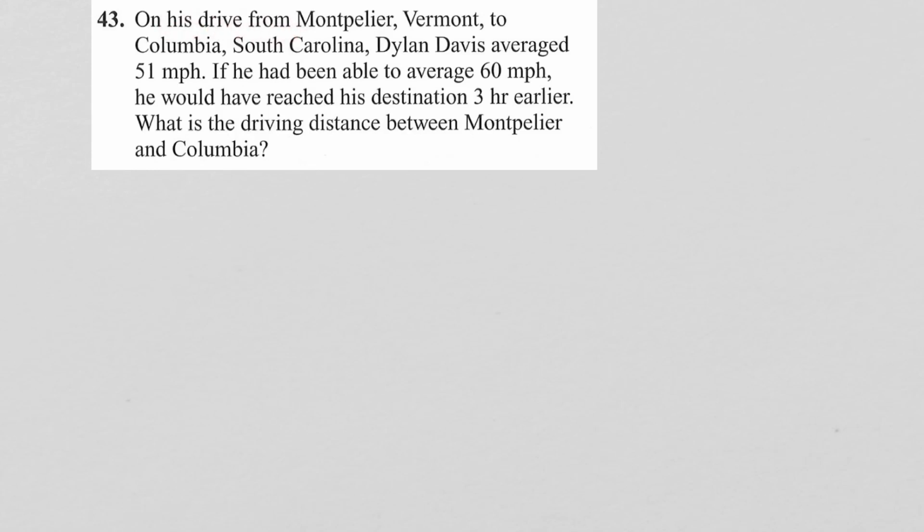Okay, on his drive from Montpelier, Vermont to Columbia, South Carolina, Dylan Davis averaged 51 miles per hour. If he had been able to average 60 miles per hour, he would have reached the destination 3 hours earlier. What was the driving distance between Montpelier and Columbia? So this is the rate times time equals distance. So let's start there. Rate times time equals distance.